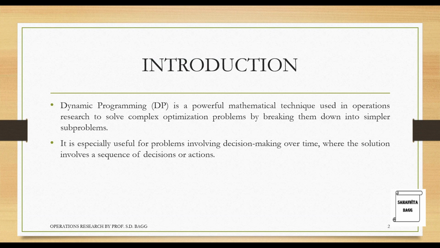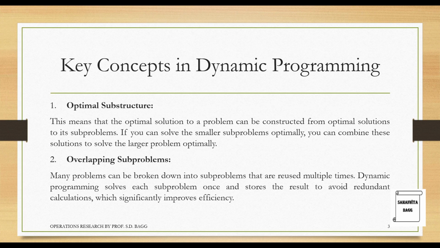Dynamic programming, abbreviated as DP, is a powerful mathematical tool used in operations research to solve complex optimization problems by breaking them down into simpler subproblems. It is especially useful for problems involving decision making over time, where the solution involves a sequence of decisions or actions. The key concepts in dynamic programming.